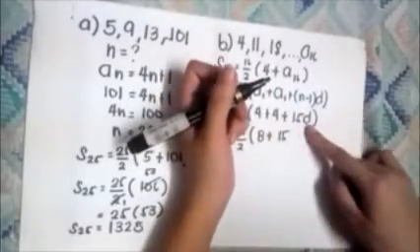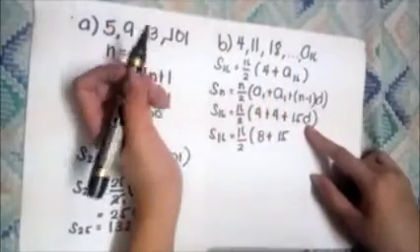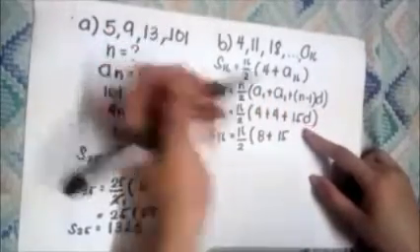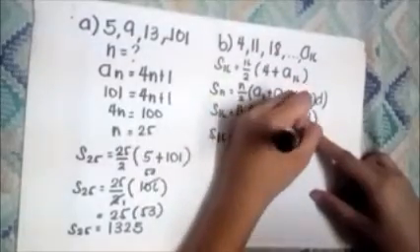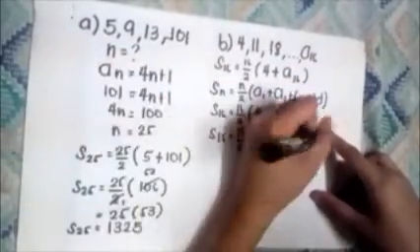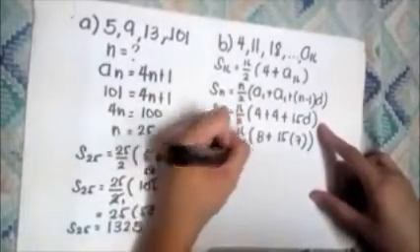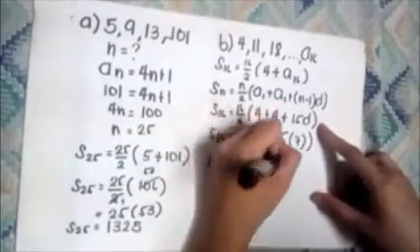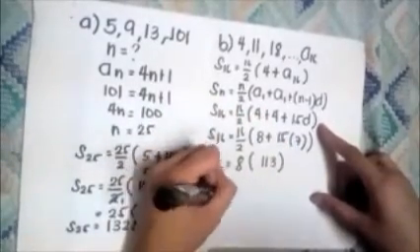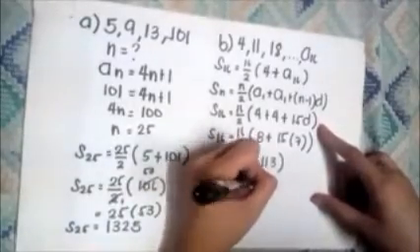So what is the common difference of this arithmetic sequence? The common difference is 7, so we should use that: times 7. Now we have S sub 16 is equal to 8 times 113. So S sub 16 is equal to 1188.